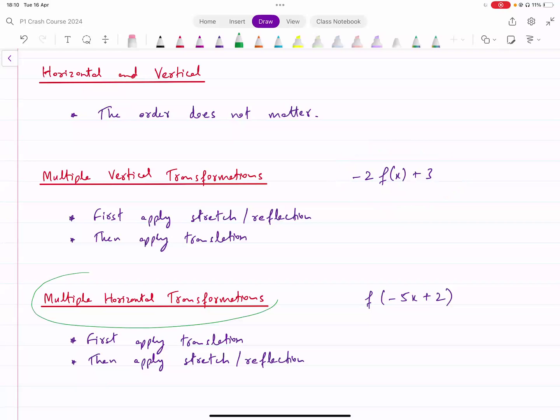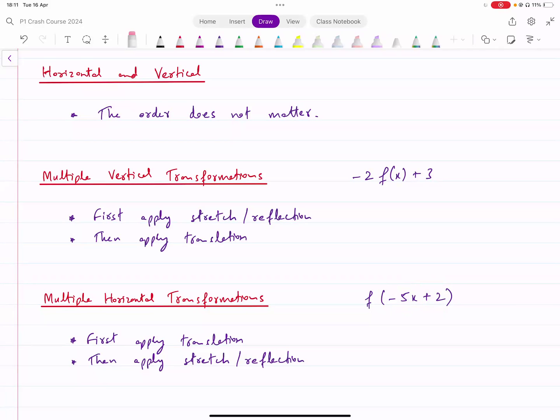With multiple horizontal transformations, when you have something in standard form like this, f of some number times x, and then plus or minus something, it works the other way around. Just like everything else works the other way around in horizontal transformations. Negative means right, positive means left. And in stretch, when you multiply by something, the scale factor is the reciprocal of that. In horizontal, everything works the other way around. The order also works the other way around.